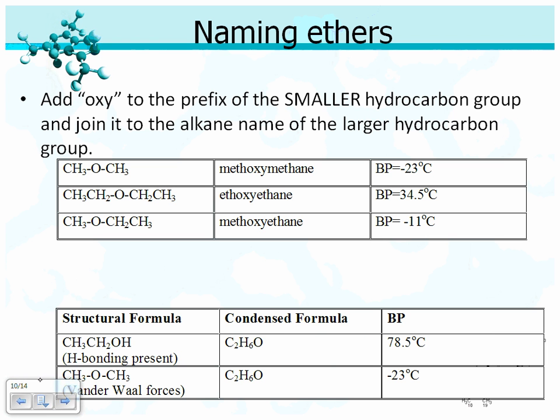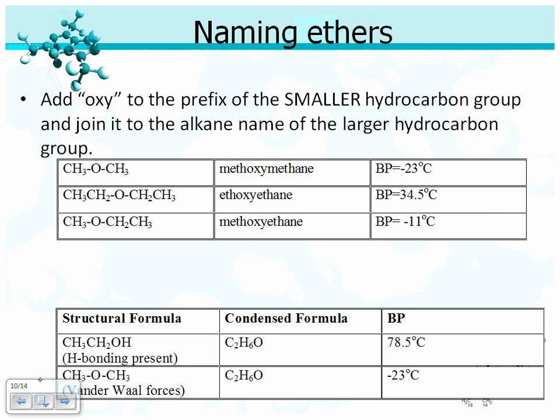Here's your rule. These ones are a little bit different. You have to add "oxy" to the prefix of the smaller hydrocarbon chain, and then join it to the alkane name of the longer. So what you have to do is, whenever you see an ether, you've got an O in the middle of two C's. Find the smaller hydrocarbon group and name it first.